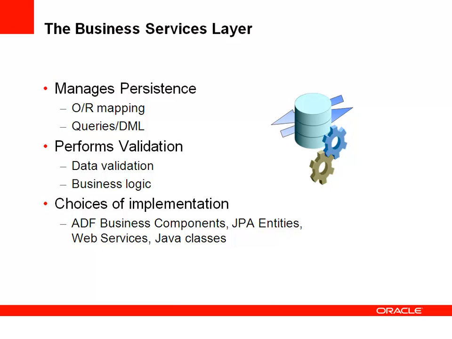The Business Services layer is responsible for allowing us to interact with our data sources. Specifically, it is responsible for managing the persistence of data to our databases, which involves handling object relational mapping between Java objects and relational tables in the database, executing queries and data manipulation commands against the data in the database, and also performing validation and running business logic in our business service layer.